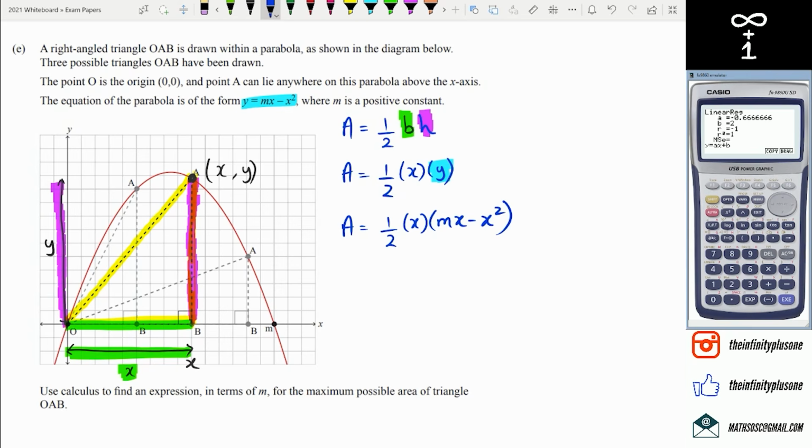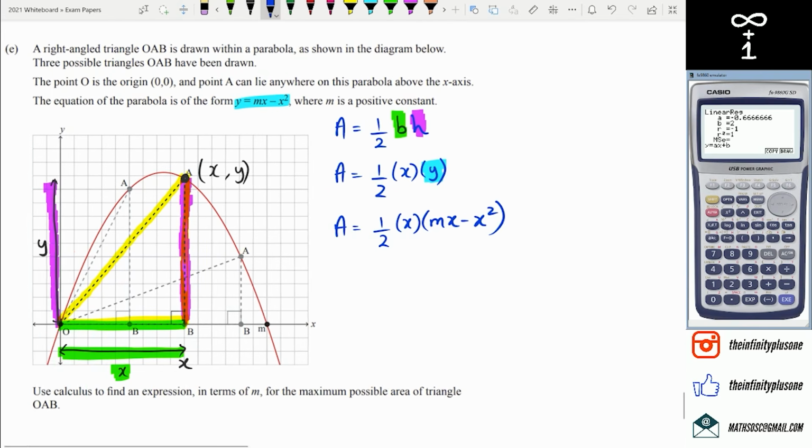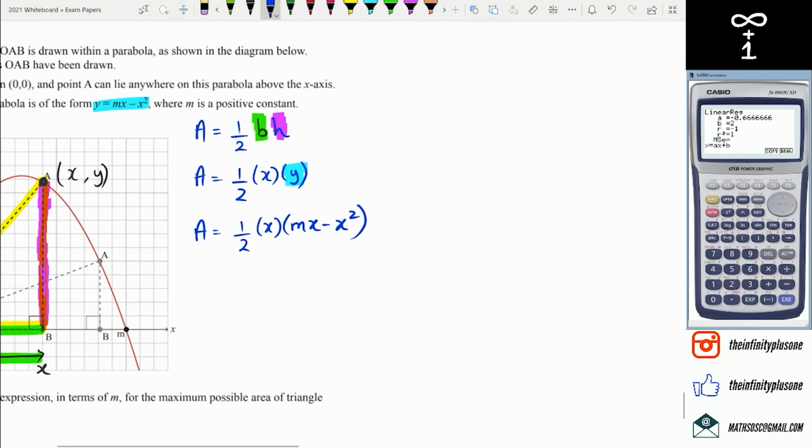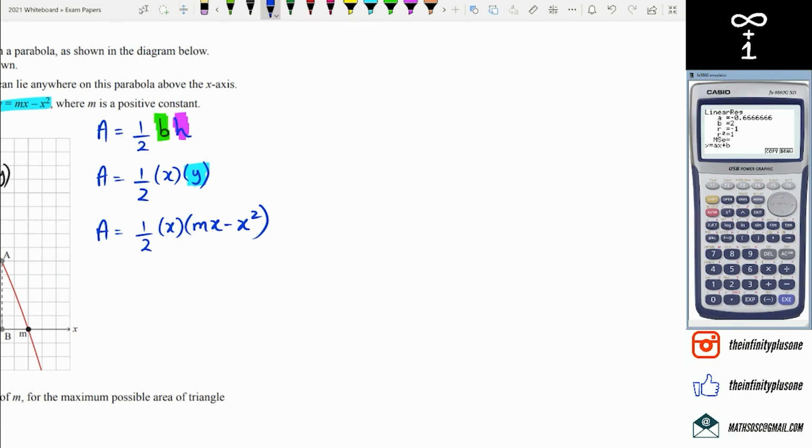So basically what I've just done here is that for the yellow triangle, whatever the triangle is, I've given the equation for that. Now remember, if I want to find out what the maximum possible area is, I've got to differentiate this function, put it equal to 0, and then once I put it equal to 0, I get an x value and substitute it back into the original, right? So that's pretty much what I'm going to do. First thing I need to do is expand this area function. So I'm going to get half mx squared minus half x cubed. So that's my area function.